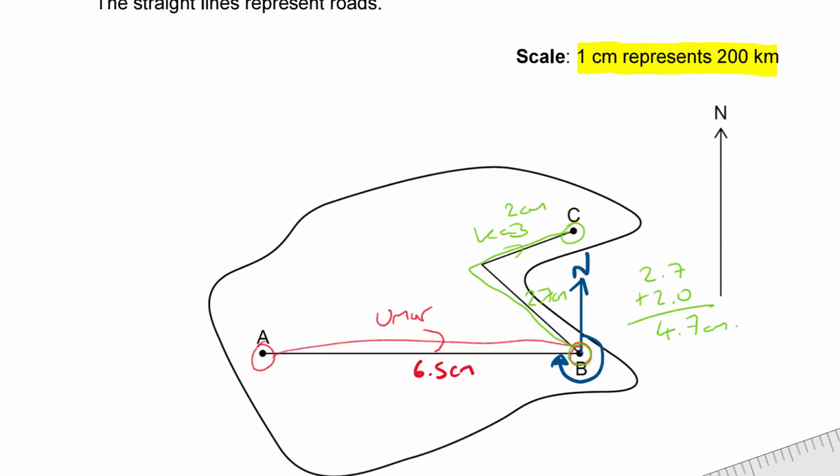So taking my 6.5 times it by 200, that will tell me how many kilometers have been traveled. 6.5 times 200 is 1300 kilometers, and then 4.7 times 200, what's that? 4.7 times 200. That's 940 kilometers.